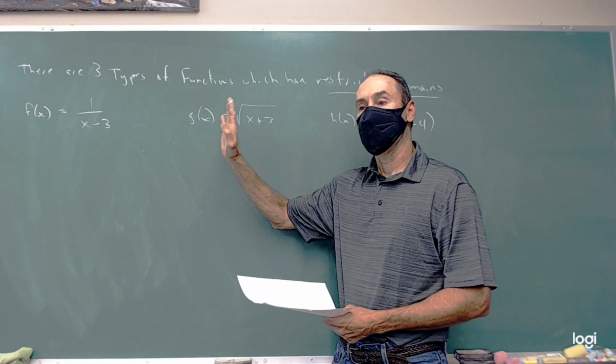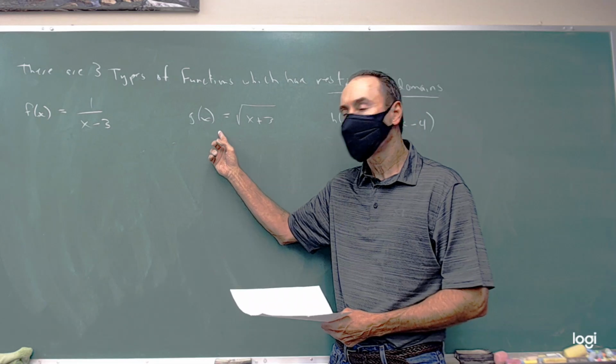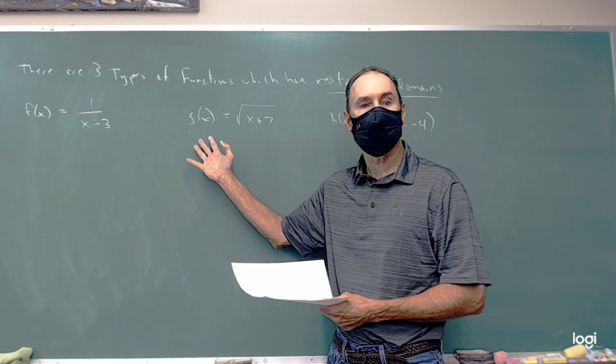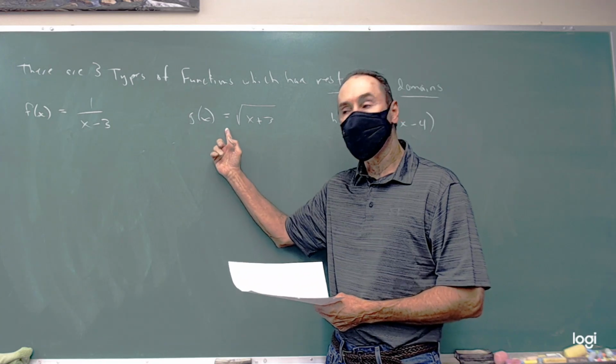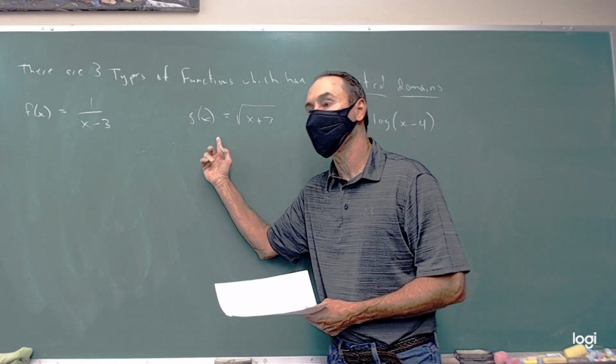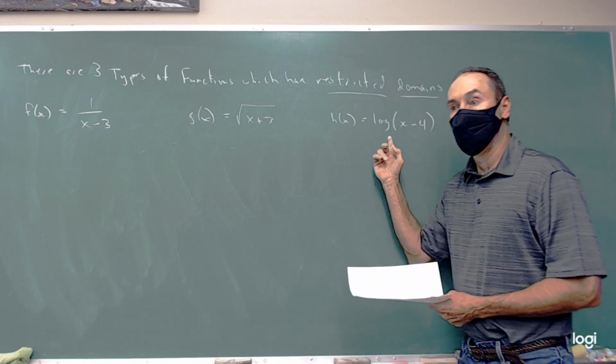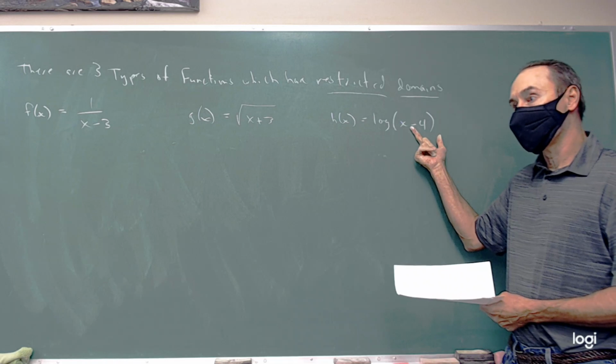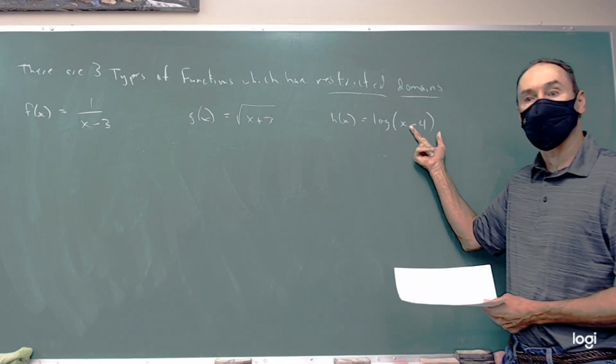Even though you may have heard of imaginary numbers, when we talk about functions here, that's not going to exist. You can only put in real numbers, and you can only get out real numbers. And third, a logarithm is not defined for a negative or 0. So whatever is in the logarithm must be strictly greater than 0.